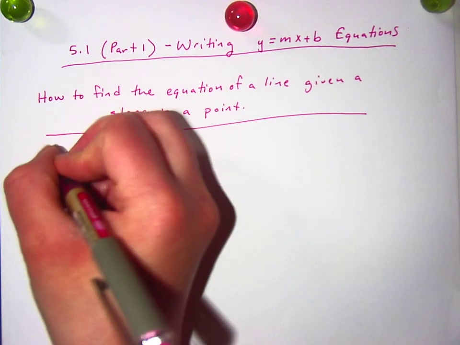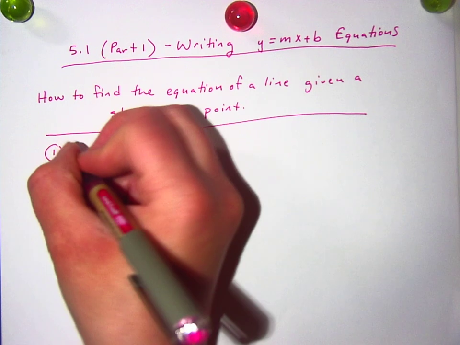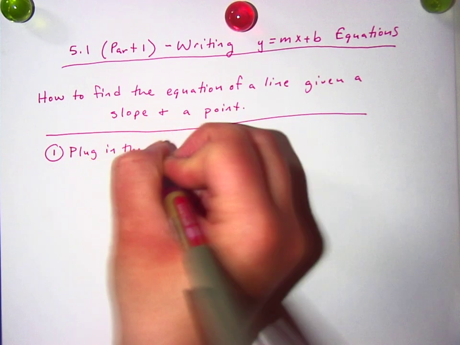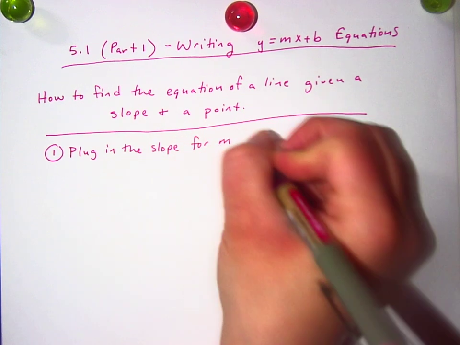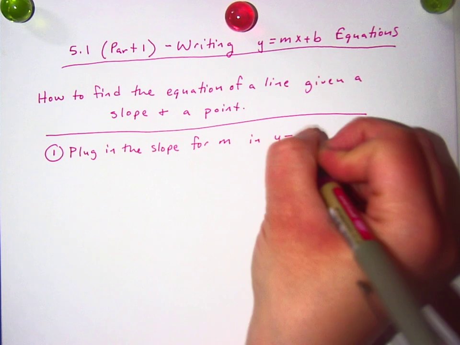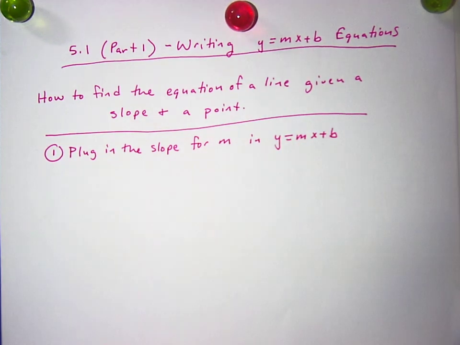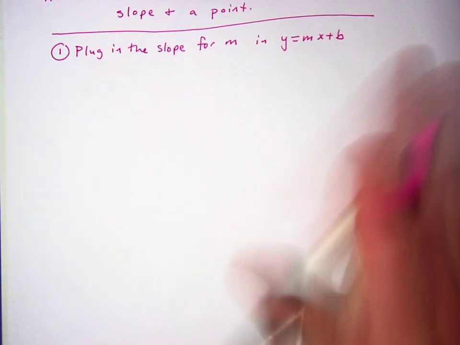Okay, so step 1 is to plug in the slope for m in y = mx + b. Remember, if I'm ever going too fast for you, you are in control of this video. You can stop it at any time you want.